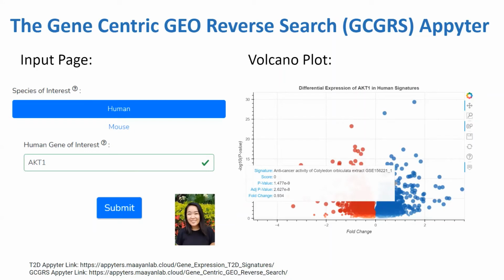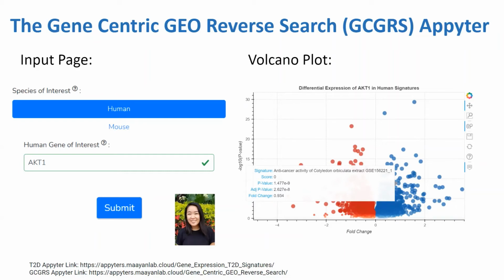Upon submitting, users can see a volcano plot of differential expression of the given gene in signatures of the species of interest. Traditionally, a volcano plot would show all the up and down regulated genes for a single signature, but our lab has repurposed the volcano plot such that a plot is instead generated from a single gene, and each point represents a signature from a study in which the gene is over or under expressed. In this example, the differential expression of AKT1 across all the calculated human signatures is shown.